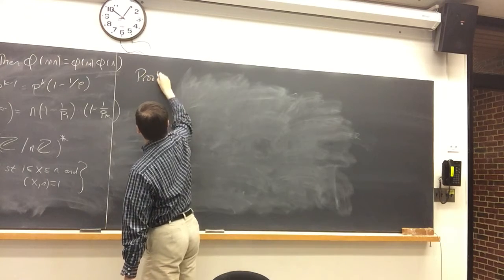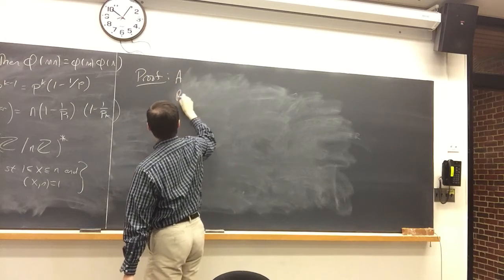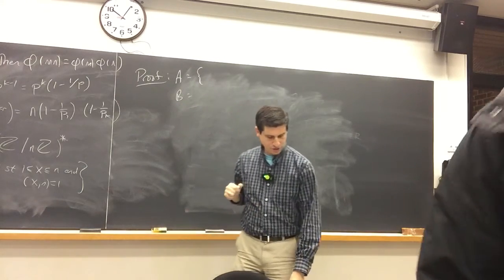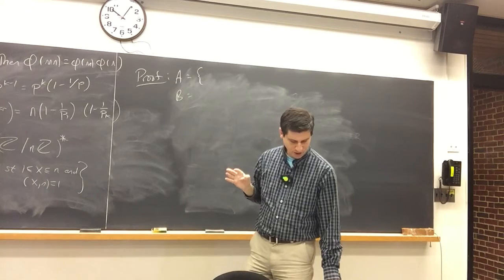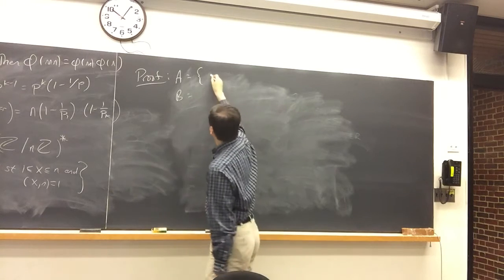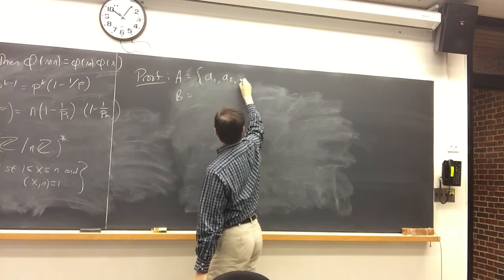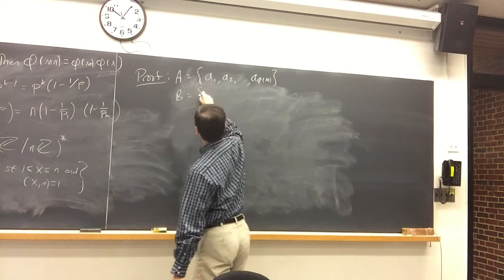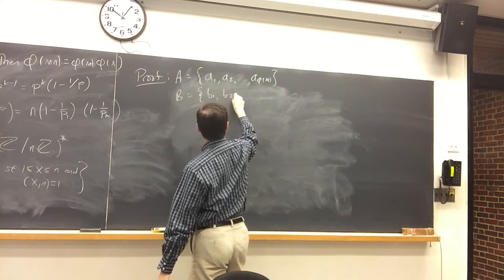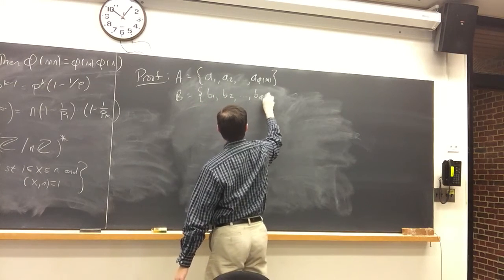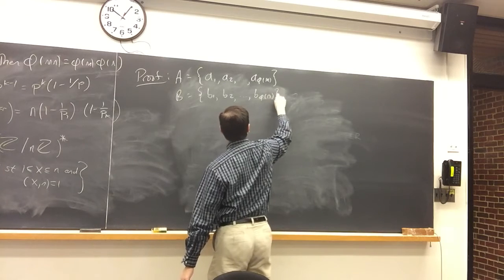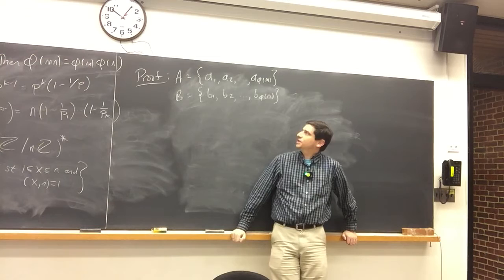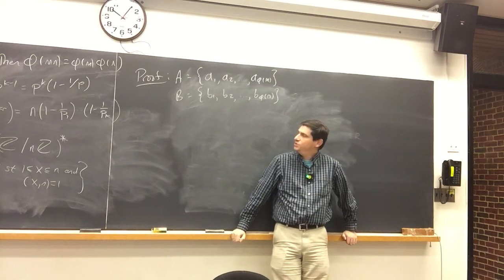So, proof. We're going to have the sets A and B. And so I always want to make sure I do this the right way. OK, so A is going to be a1, a2, up to a_phi(m). And B is going to be b1, b2, up to b_phi(n). So the question is, which elements do you think we're choosing for A? Which elements do you think we're choosing for B?